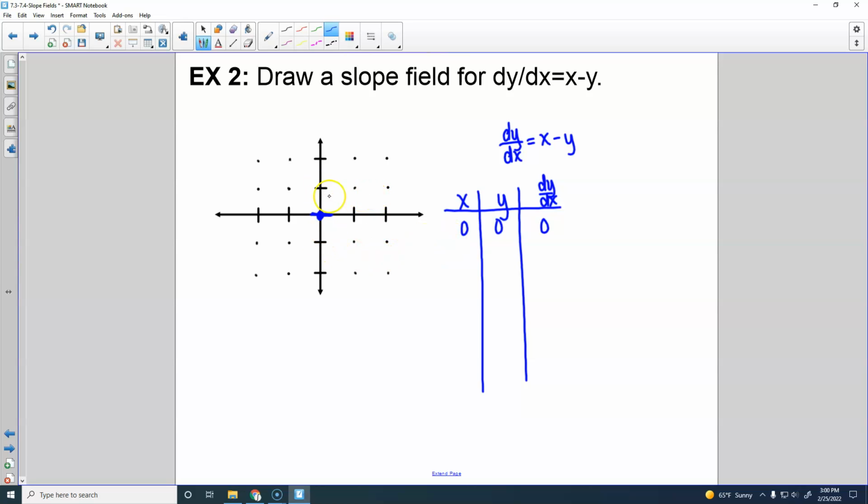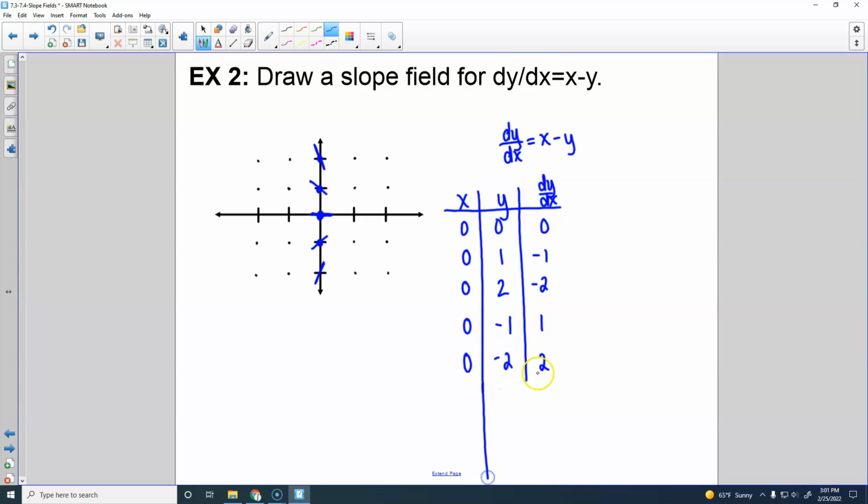Because, like, if I try the point 0, 1 here, 0 minus 1 is going to give me a slope of negative 1. If I do 0, 2, that would give me negative 2. So that would be a little bit steeper there. If I did 0, negative 1, what would I get? Positive 1. If I did 0, negative 2, I would get positive 2.